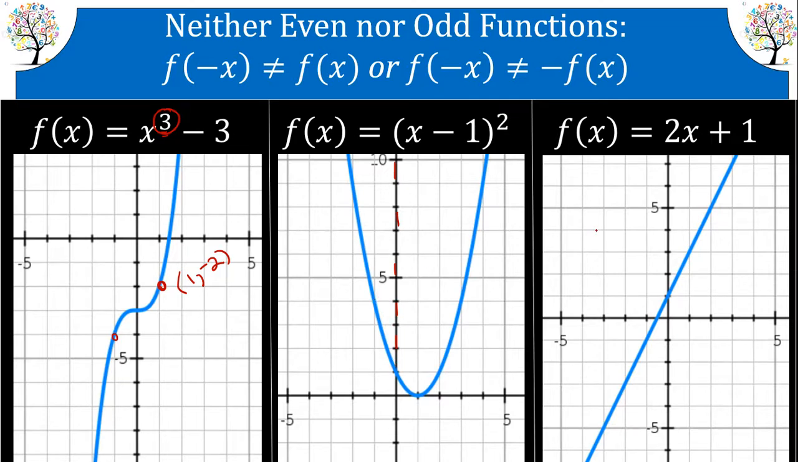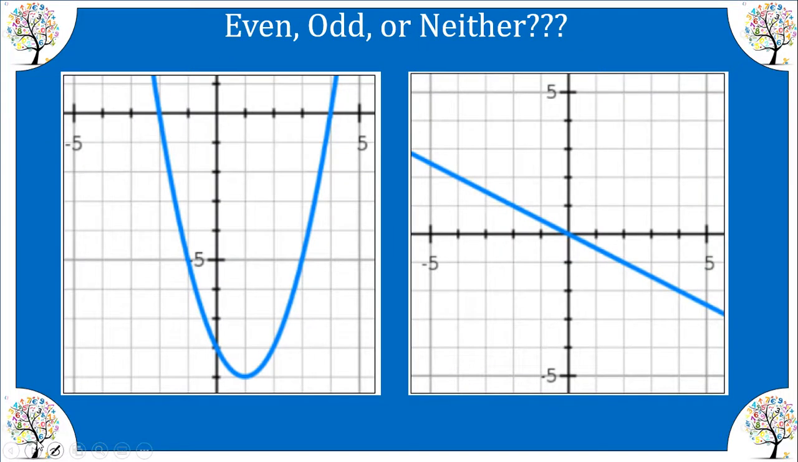On our third one, we have an exponent of 1. So to test to see if it's odd, it doesn't pass through the origin. It's not going to be symmetrical about the origin. So these three are examples of functions that are neither even nor odd. Now let's try some together. We can see this is our quadratic, our parabola, and we're seeing if it is either symmetrical about the origin or symmetric about the y-axis. It is neither.